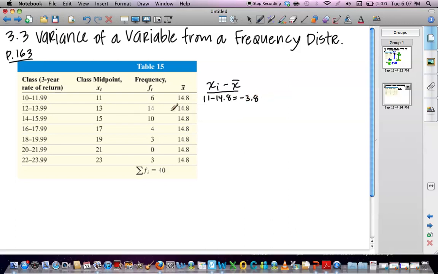We're going to take 13 minus 14.8, and we get negative 1.8. And I noticed when I'm working out the homework on my notebook paper, there's a lot of data in these columns. So I found it very helpful to take my highlighter, especially for calculating this column, and highlight the numbers I need.